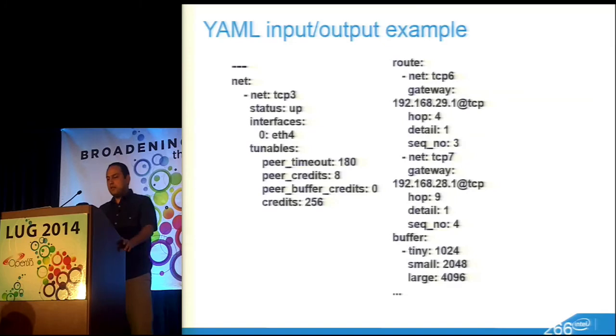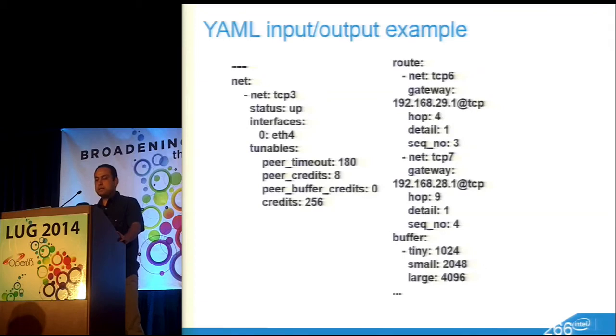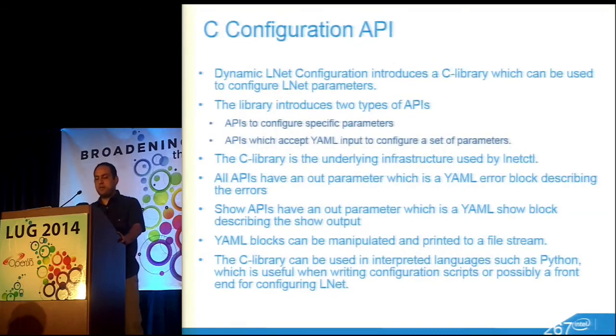Okay, I'll talk a little bit about the configuration API. It's a C API. It exposes two classes of APIs, like I mentioned before, one that configures a specific parameter and one that takes a YAML file.